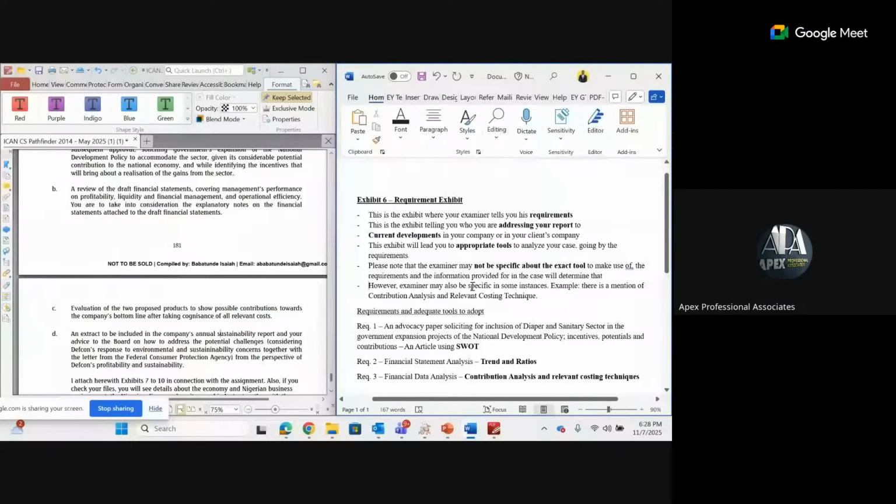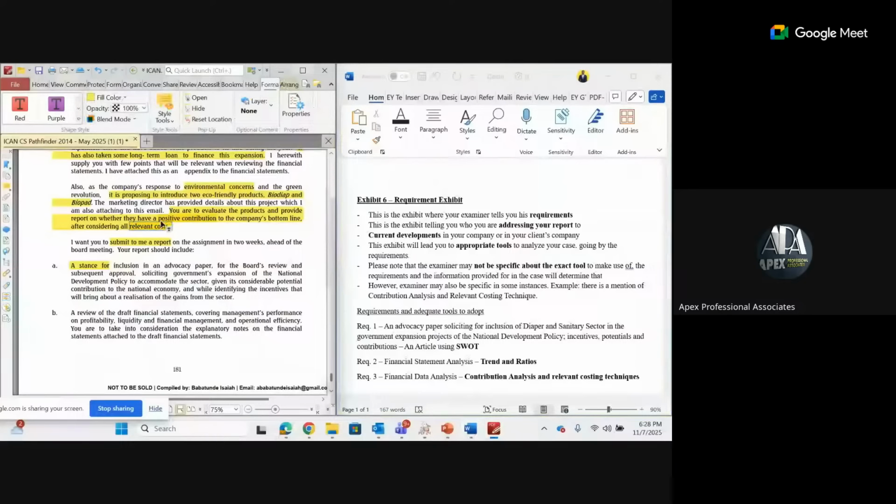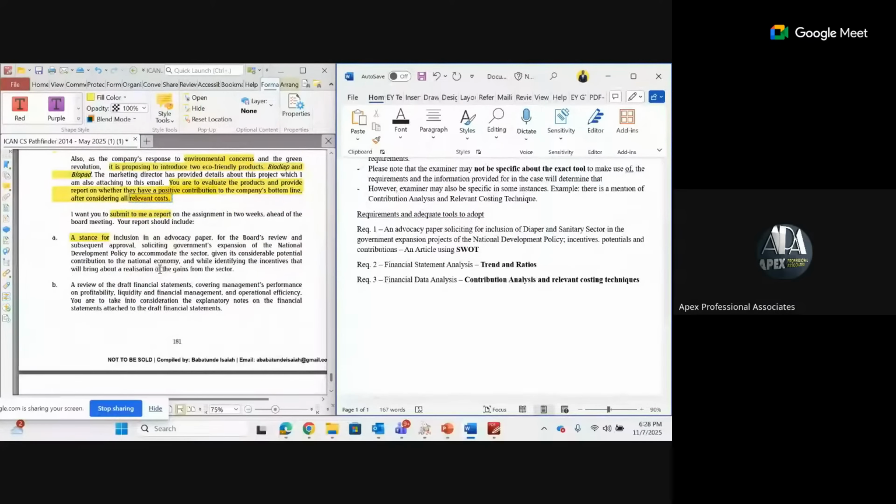However, the examiner may also be specific in some instances. For example, in this exhibit, the examiner mentioned contribution, positive contribution, and he also mentioned relevant costs, meaning that the contribution and relevant costing technique will be made use of. So I now went ahead to list each of those requirements and the tools that are necessary for use.